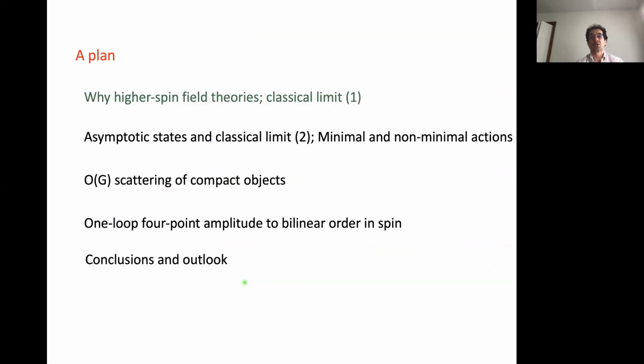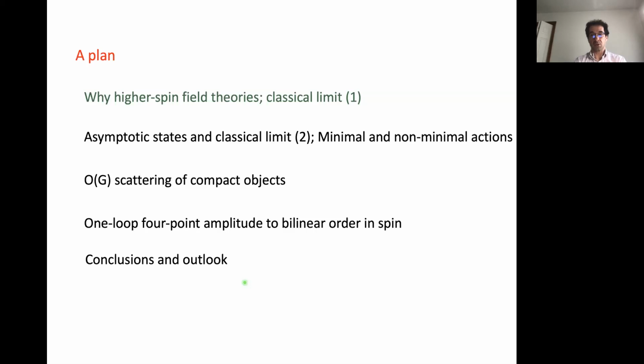So after this introduction, the plan for the remainder of the talk is to talk a little bit about kinematics and a little bit more about classical limits. That means how we're going to describe the asymptotic states, and then show you the action, show you some properties of the action, talk a little bit about scattering of compact objects at order G with arbitrary multipole moments, and then talk a little bit about one-loop scattering amplitudes to bilinear order in spin.